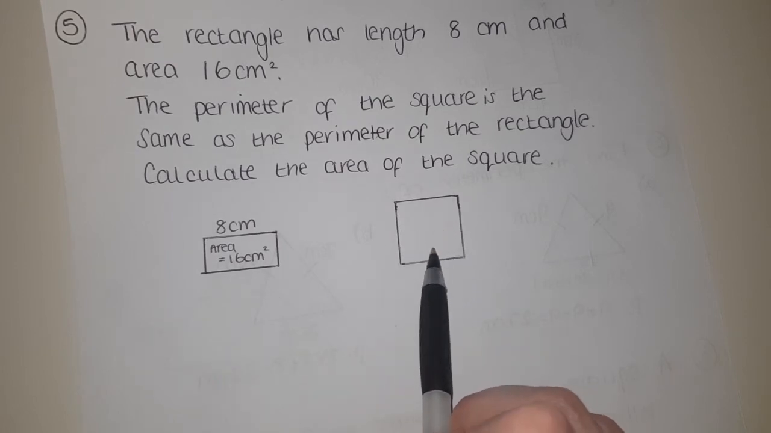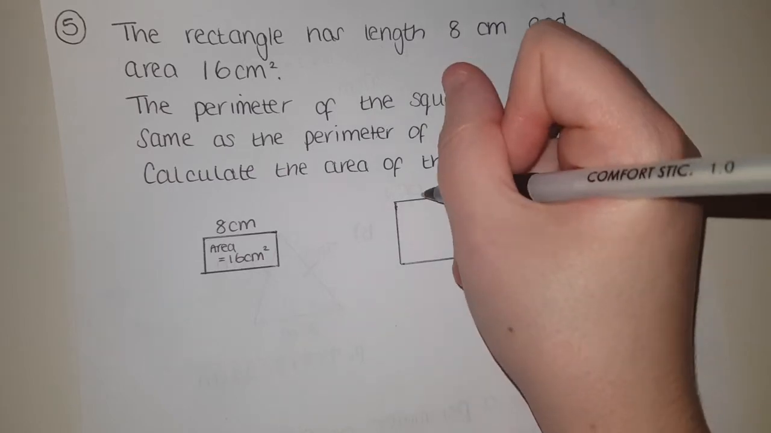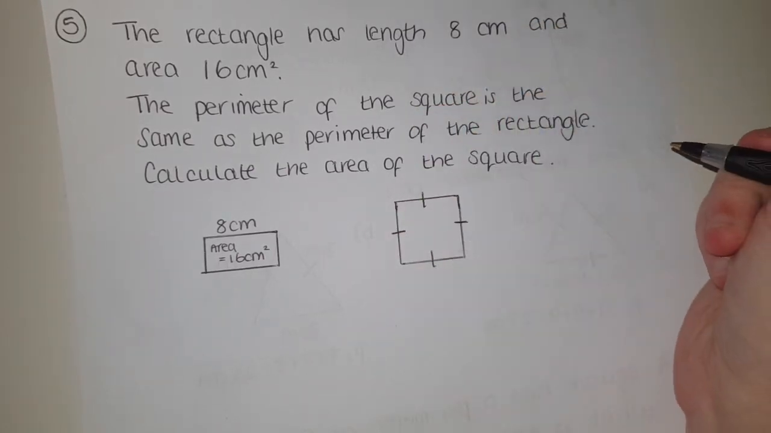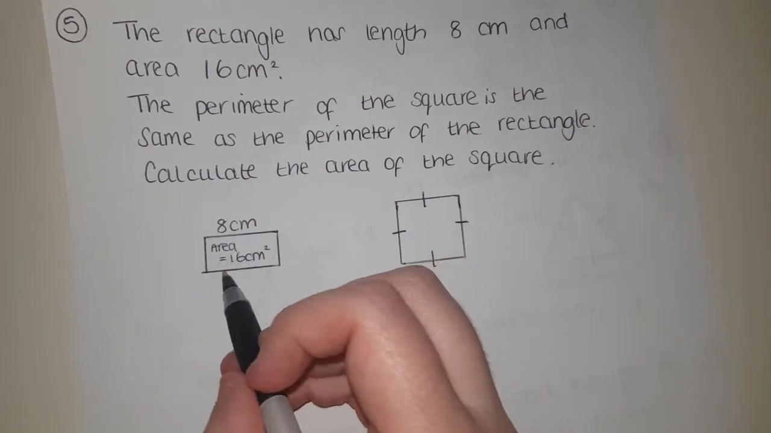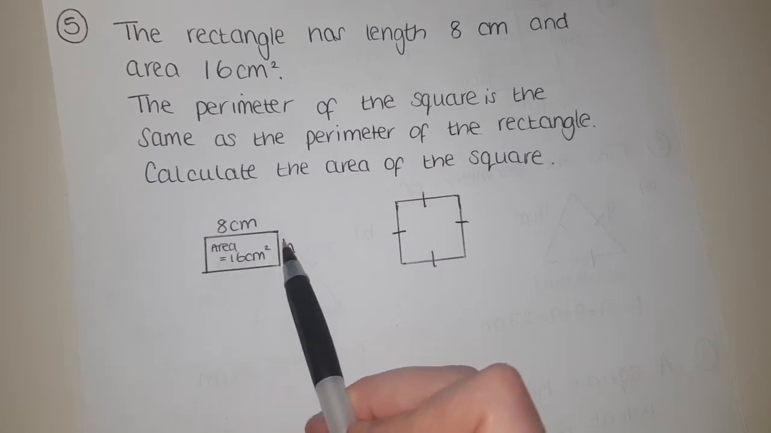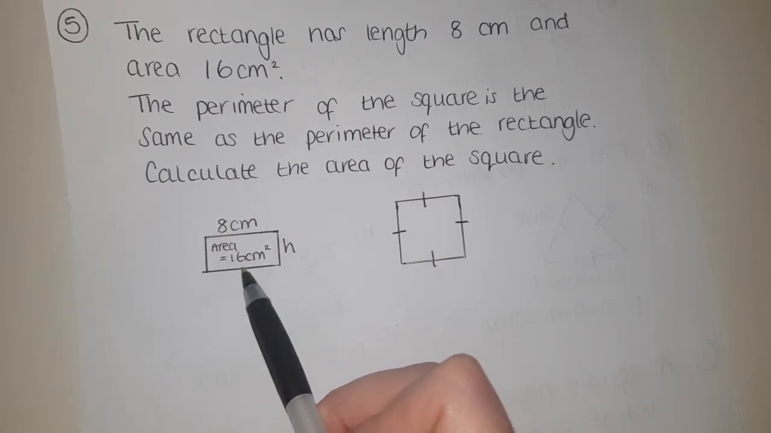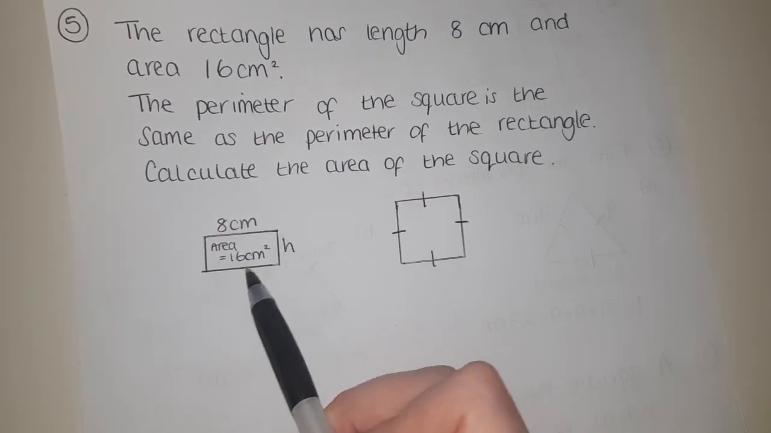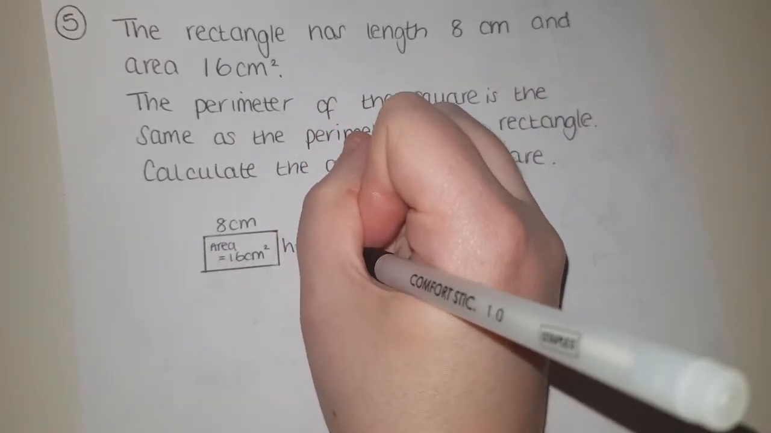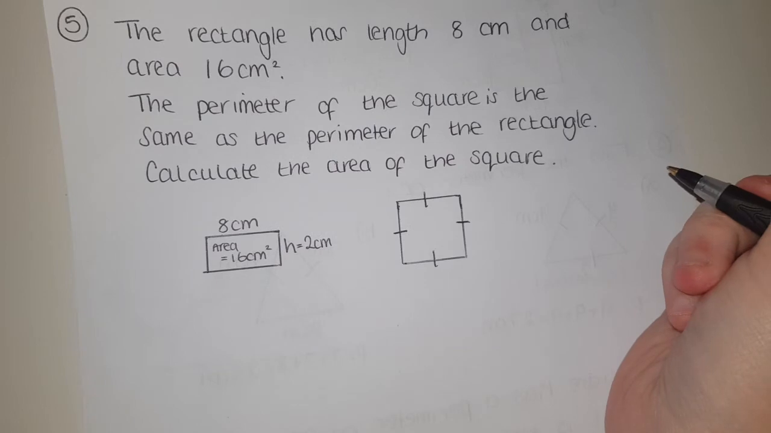So if I want to find the area of the square, because there's a lot of information in this question, I need to know what each of the side lengths are. And we know in these, all the side lengths are going to be the same. So if I look at this, if I've got 8 as a width, h is my height, I get an area of 16. So 8 times something has to give me 16. That something must be 2. So I know the height of my rectangle is 2 centimeters.